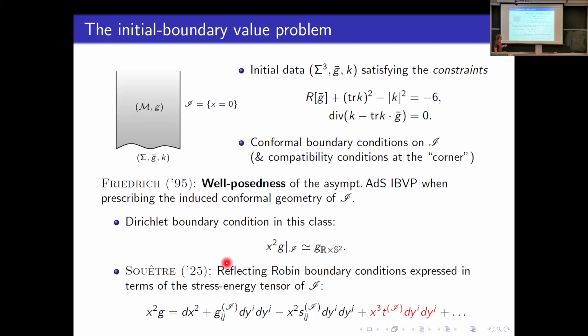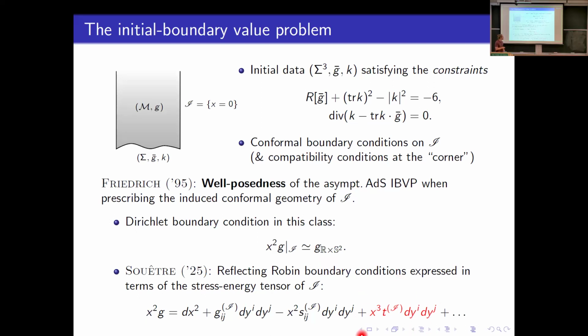In this class of data, the unique Dirichlet boundary condition is given by fixing the intrinsic boundary geometry to be conformally flat, the one of anti-de Sitter spacetime, again, the one used by Olivier in his talk. Let me just say that very recently, in work done by Ludovic Souet, he identified a slightly larger class of boundary conditions allowing for well-posedness. And within that class, he also identified a Neumann type, or more generally, a Robin type reflecting condition.